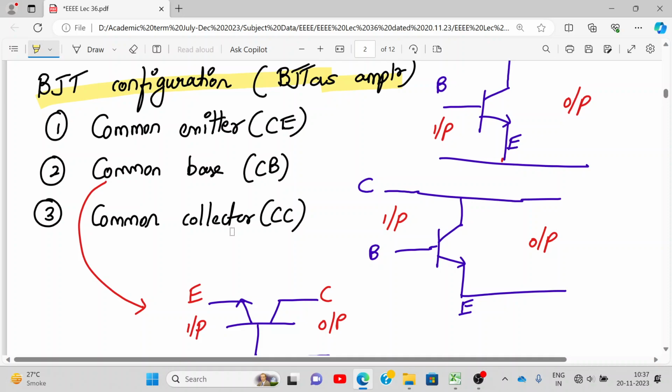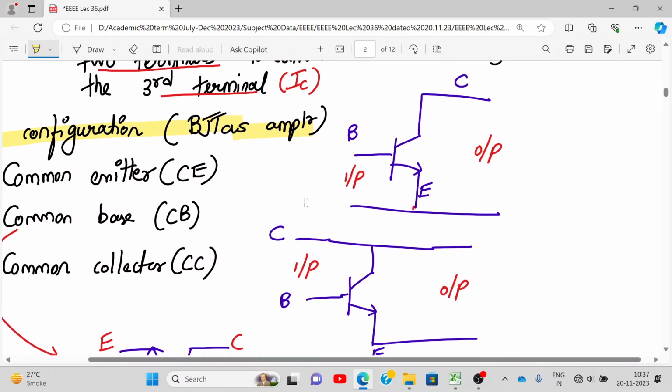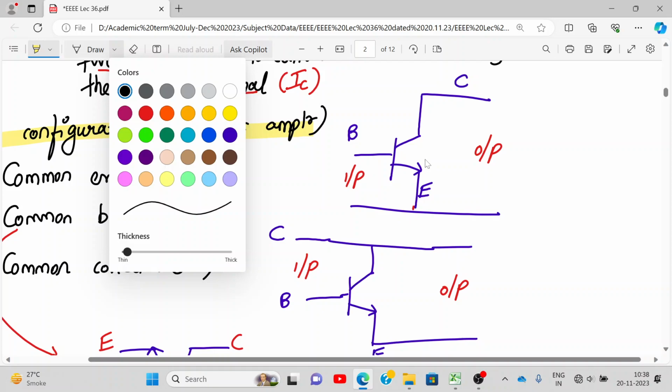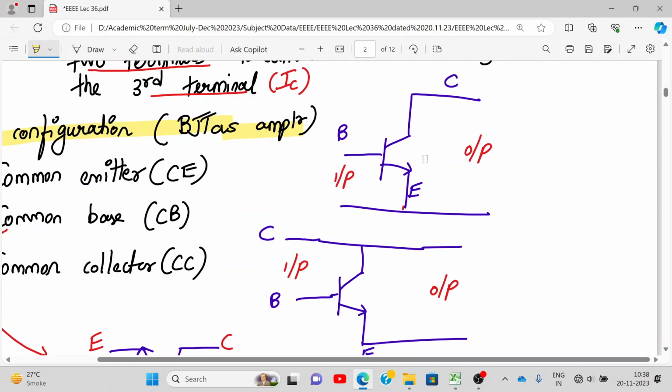Okay, it's just the names of three terminals, right? Common emitter, common base, common collector. Okay, completed? Now, don't draw this, I'll be explaining it briefly. In common emitter, the emitter terminal is common between input and output. Basically, we want to use it as an amplifier, right? What is an amplifier? An amplifier is a device.